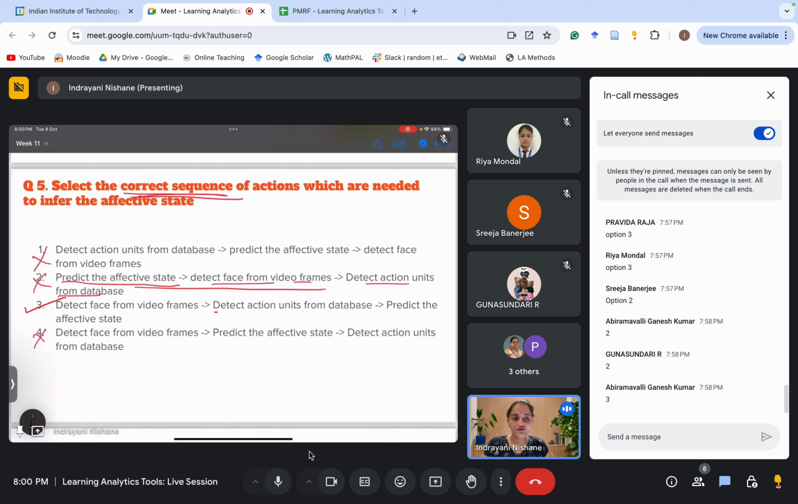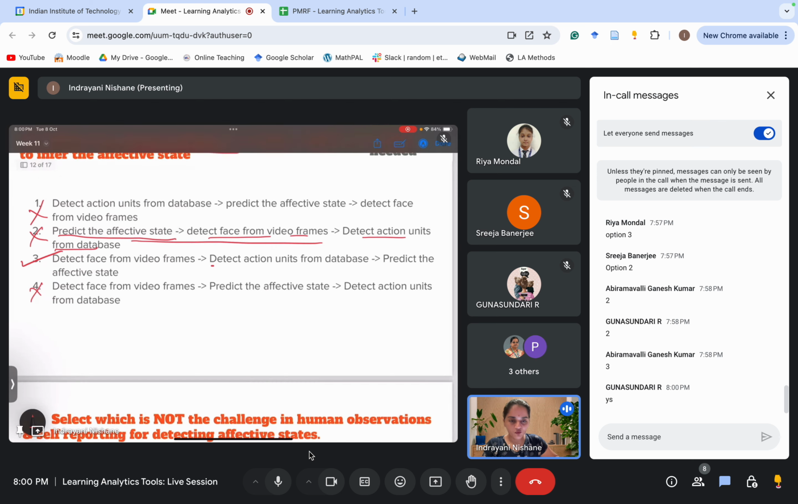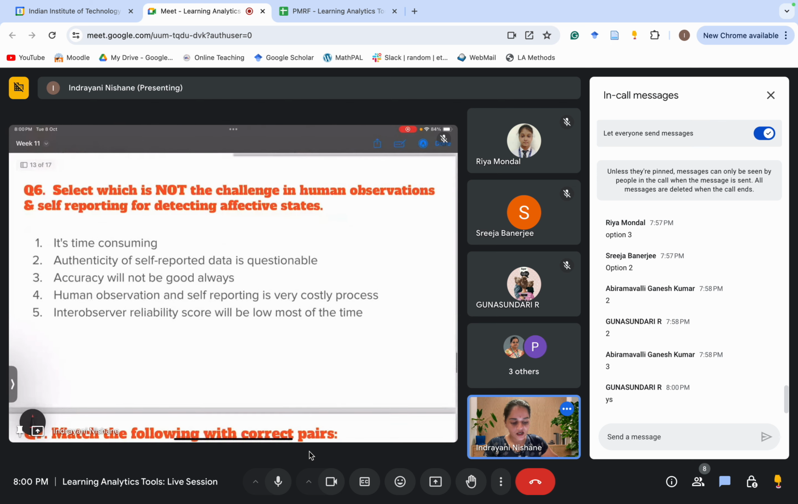Is this clear for everyone? Option 2 is wrong, option 4 is wrong, and option 1 is wrong. It is not the correct order. Great. Okay, so we'll move on to question 6.